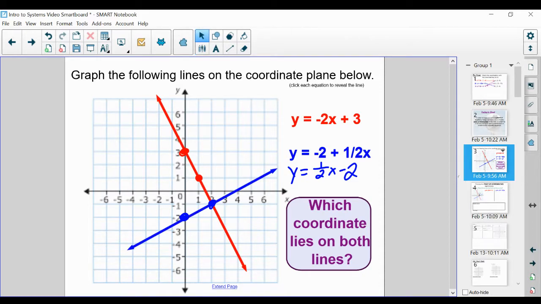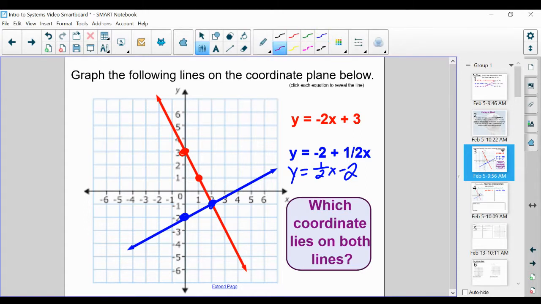But the main question that's in that purple box, which coordinate lies, ooh, a voice crack there, whoops, that was embarrassing. Which coordinate point lies on both of those lines? Please let me know your thoughts. So which coordinate point lies on both of those lines?